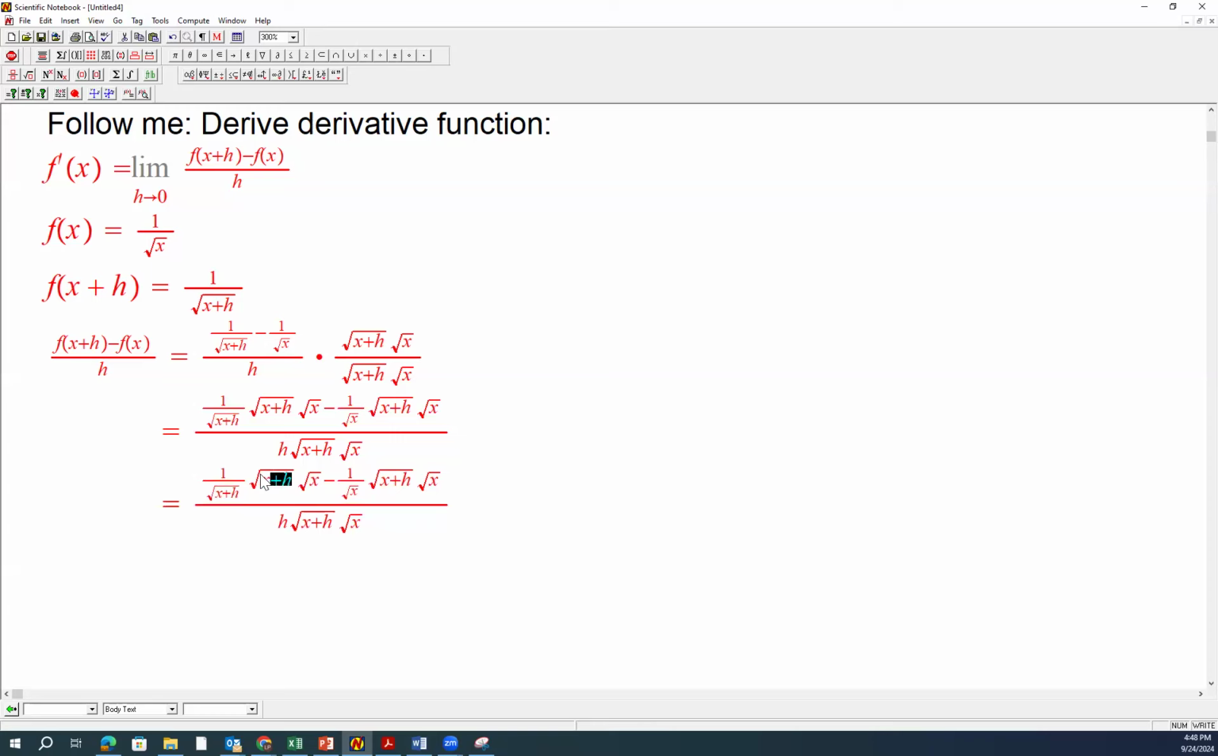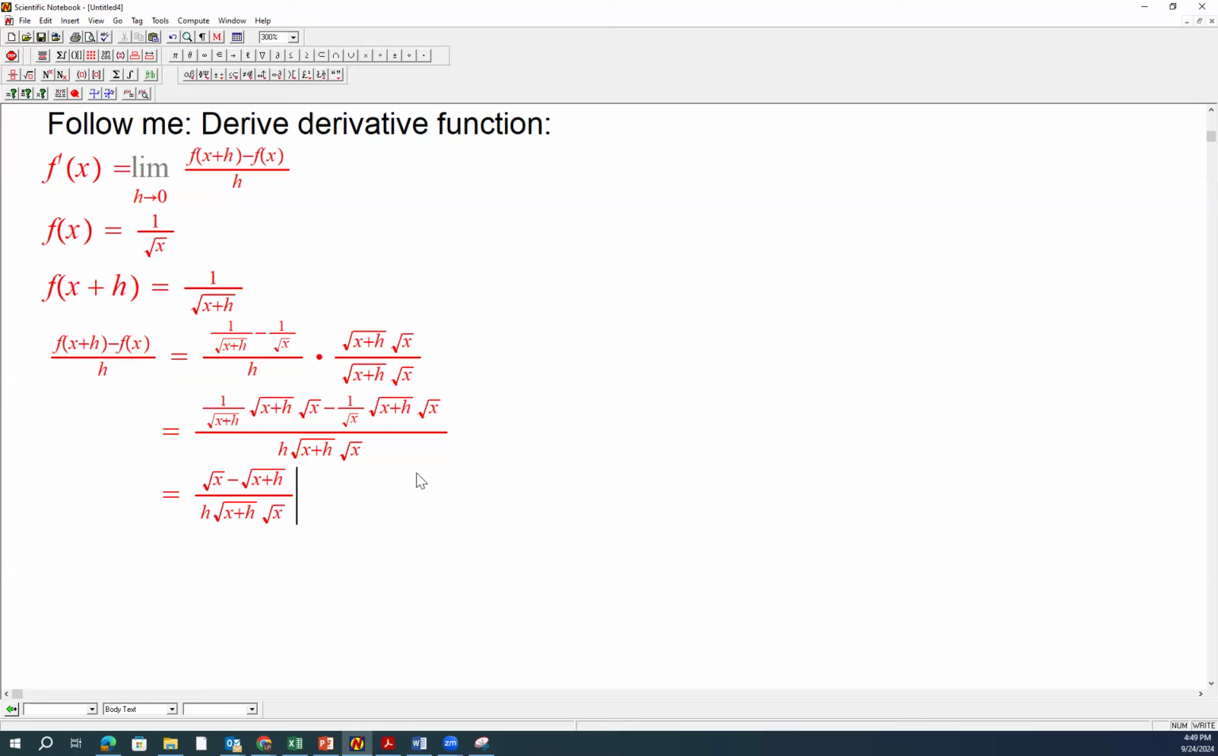Okay, so we will reduce. Root of x plus h multiplied by 1 over root of x plus h, this makes 1, and 1 can be omitted. 1 over root x, and the root x will be reduced. We got to this part, and then what do we do? We still cannot directly substitute because that's going to produce a zero denominator.